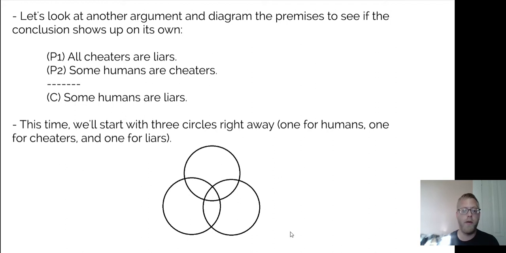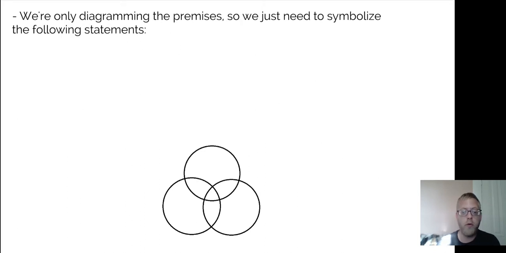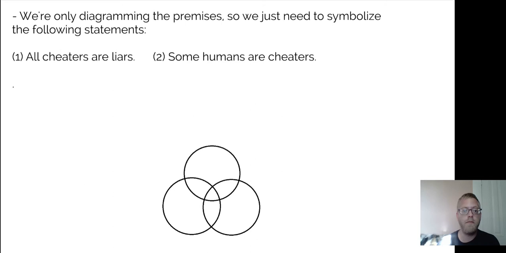So start right away with the three circles. Again, just count how many groups there are. There are cheaters, there are liars, and there are humans. Three groups, three circles. If there were more groups, we would not be able to do any of this. Or if there were no groups in common, we wouldn't be able to do this. But we're good. We've got three groups, three circles. And so we just want to represent those premises, those two statements.